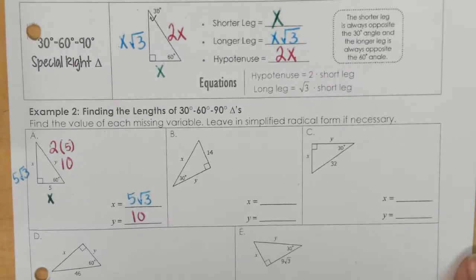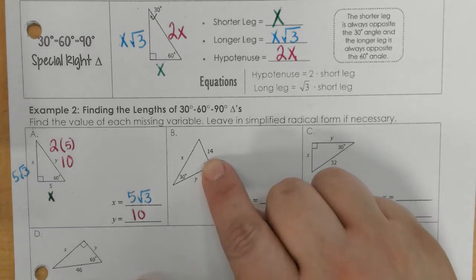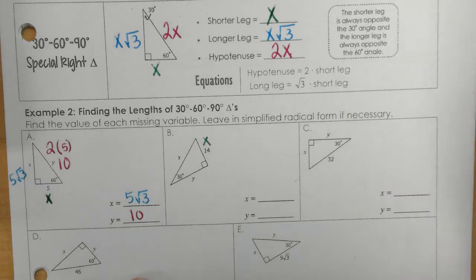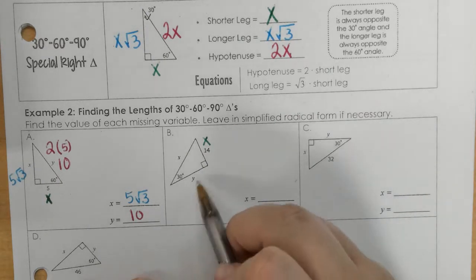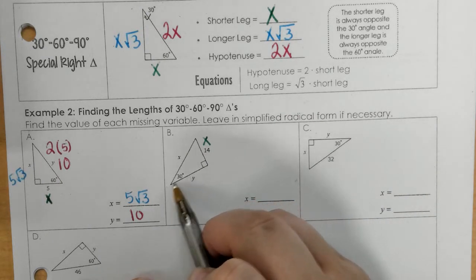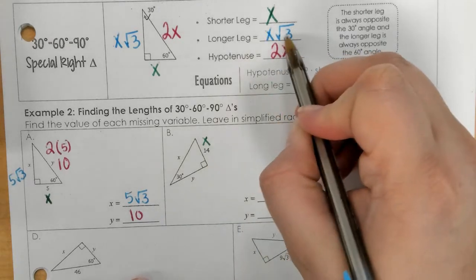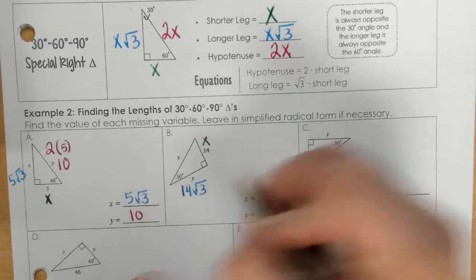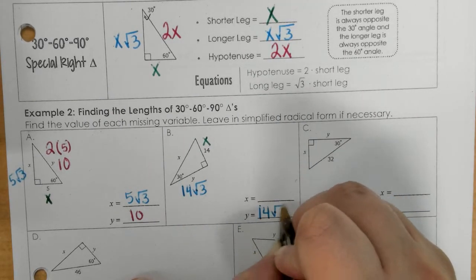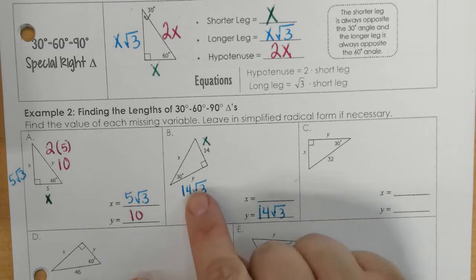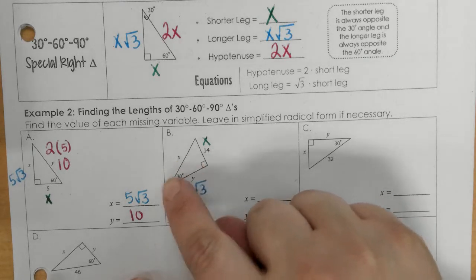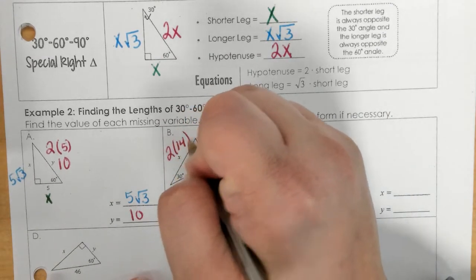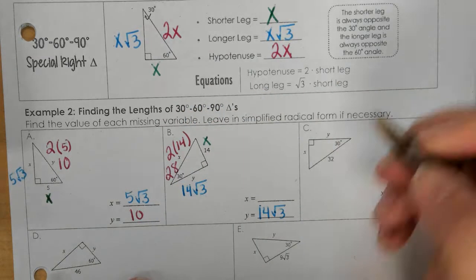Okay. In part B, we're given the short leg again. So that is your x. If we want to find the longer leg, which is here, that again is x radical 3. X is 14. So that's 14 radical 3. Okay, and then our x is our hypotenuse, which is 2 times x, which is 2 times 14. And that would be 28.